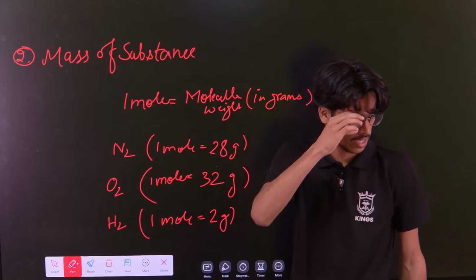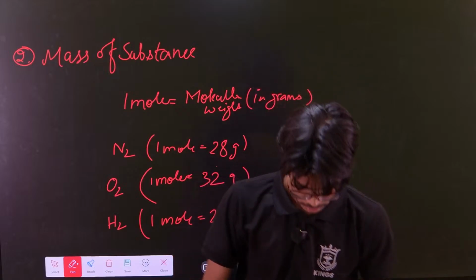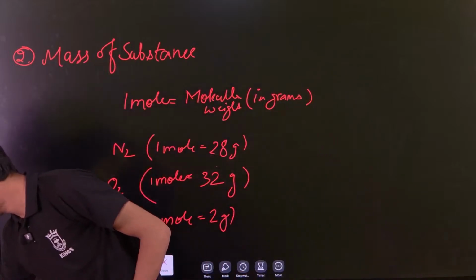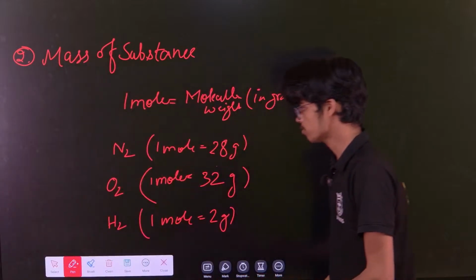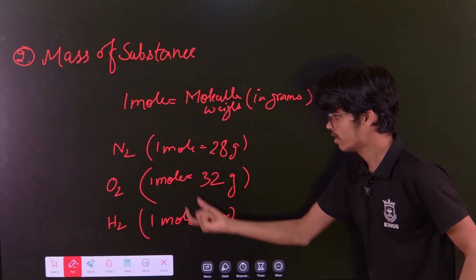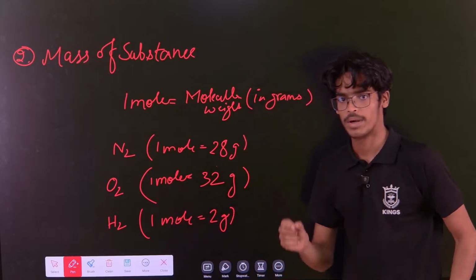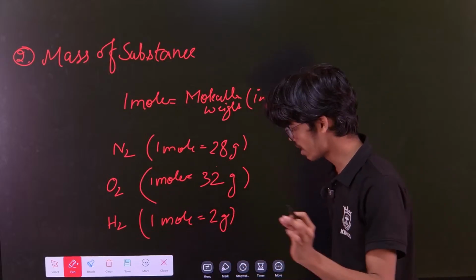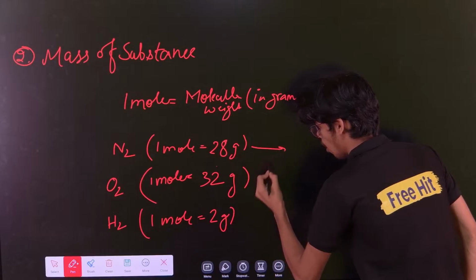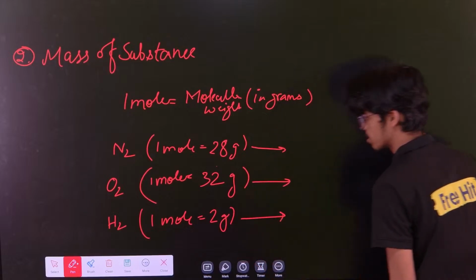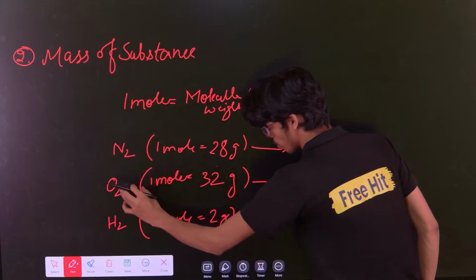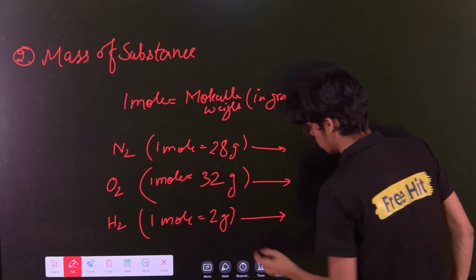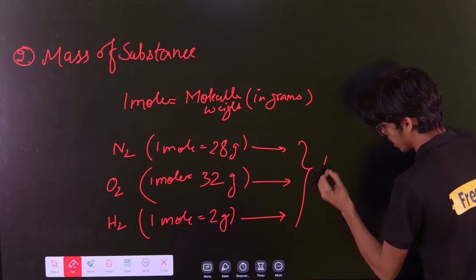Somebody has commented: good, 32 grams. Now, the weights of these things are different for their 1 mole. But you will remember the importance of the Avogadro number here. In all these amounts of substances, the number of particles of N2, the number of particles of O2, the number of particles of H2, they are all the same.